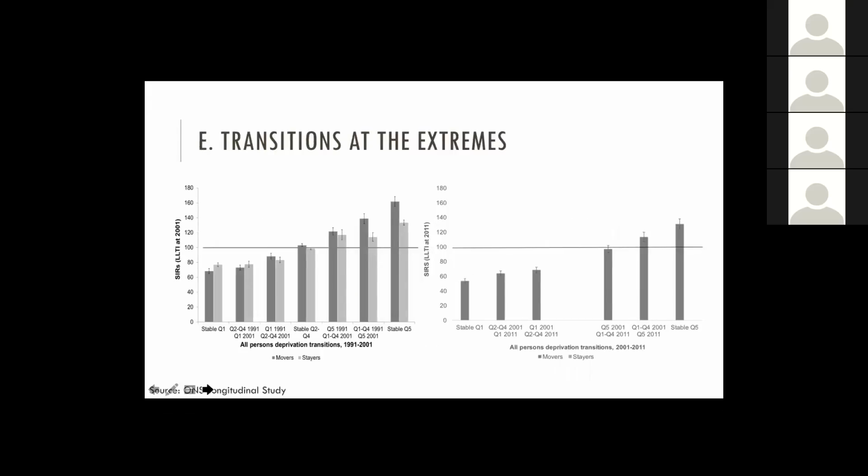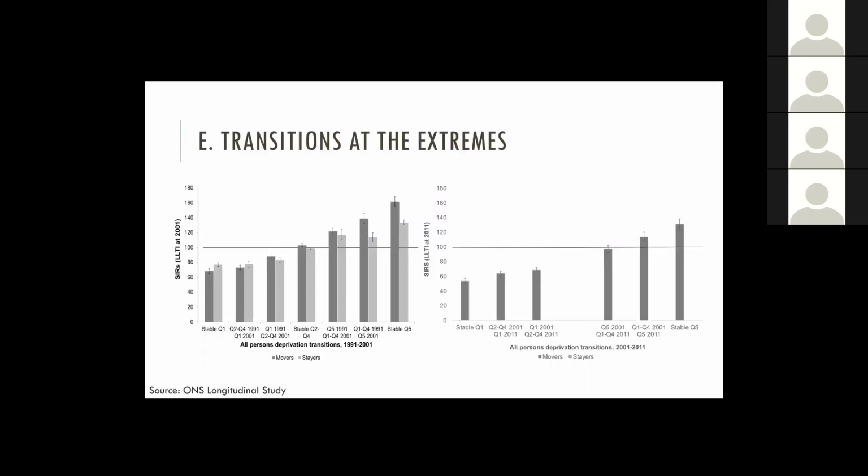And I'm going to walk you through the transitions specifically for the 2001 to 2011 period. These are the standardized illness ratios for movers, so this is people who've changed address. Remember that people can change address but remain in the same deprivation quintile, which is why we have stable Q1 and stable Q5. Now, stable Q1 has the best health, and stable Q5, the most deprived area, has the poorest health. People moving into quintile 1, so that's Q2 to Q4 in 2001 and then Q1 in 2011, have better health than those who have moved out of quintile 1. So people moving into quintile 1 have better health than those moving out.